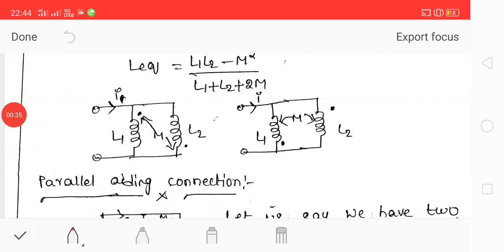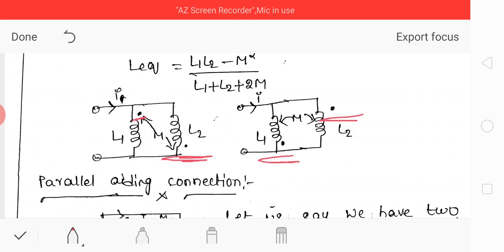Next, these two circuits are connected in parallel opposing connection. In the first coil, at this point the current is entering, and in the second coil, at this point the current is entering. So these two circuits are parallel opposing connection examples.